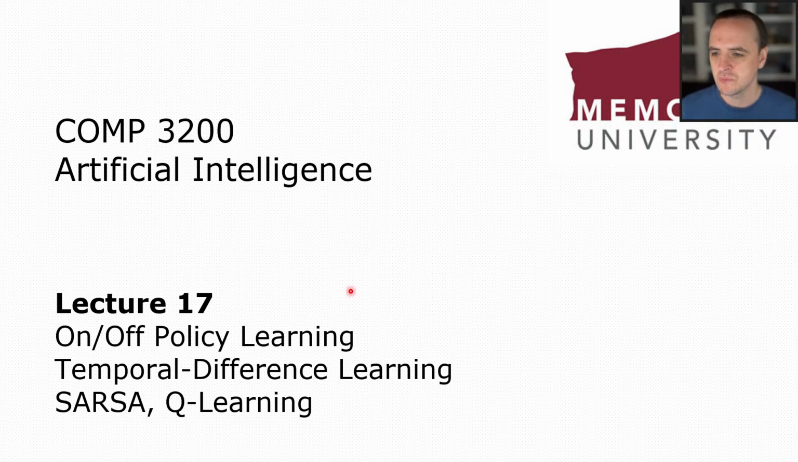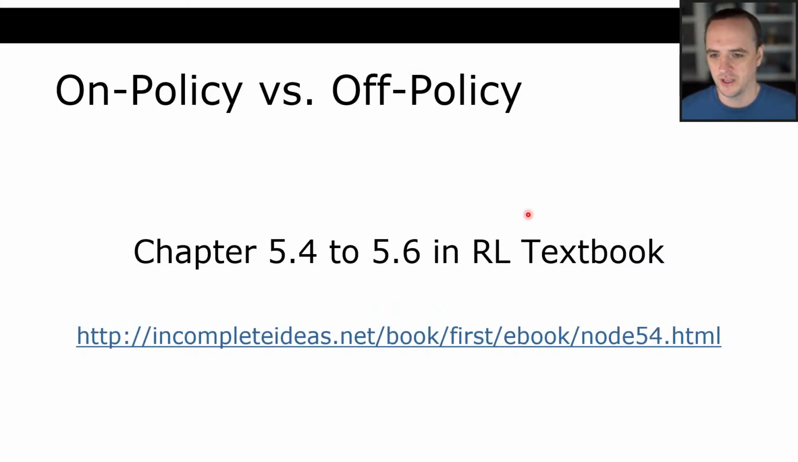All right. So today we're going to be talking about on and off policy learning, temporal difference learning, and SARSA and Q learning. All of this is explained in chapter 5.4 to 5.6 in the reinforcement learning textbook. This is on versus off policy learning and temporal difference learning, SARSA, Q learning, all the algorithms and all the examples I'm about to give are in the textbook. So please, if you are not sure about anything in these slides and you want a little bit more information, please by all means go to the textbook.